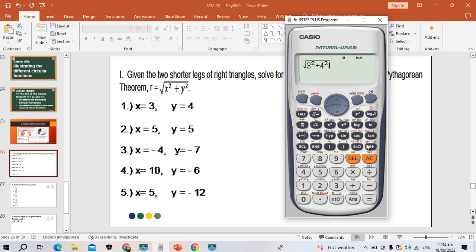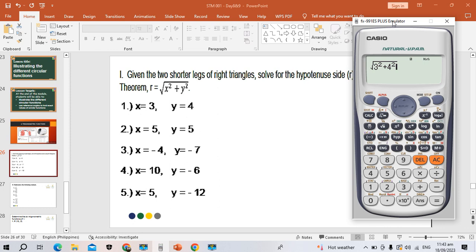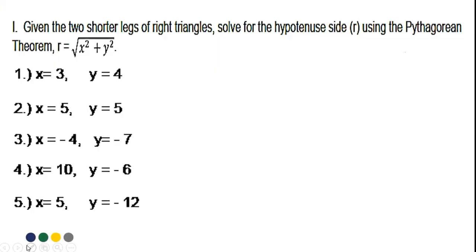Sir, hindi ka na po naglagay ng parenthesis. Wag na, kasi positive naman eh. Lahat yan magiging positive. Sir, paano pag binigyan kami ng negative? Huwag mo nang ilagay yung negative. Why? Kasi nga, squared po yung binigay. So, useless na yung mga negative na yan. So, using calculator, ang 3 squared plus 4 squared is 5. So, ibig sabihin, the value of first question here, the R will be 5. R is equal to 5.